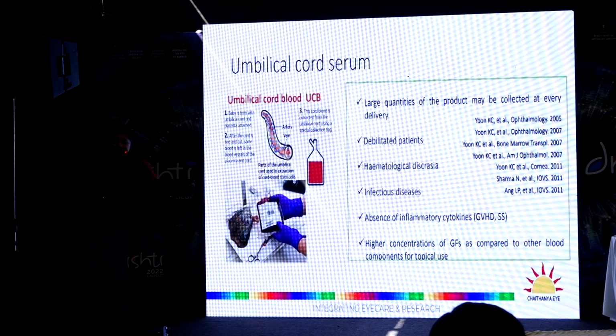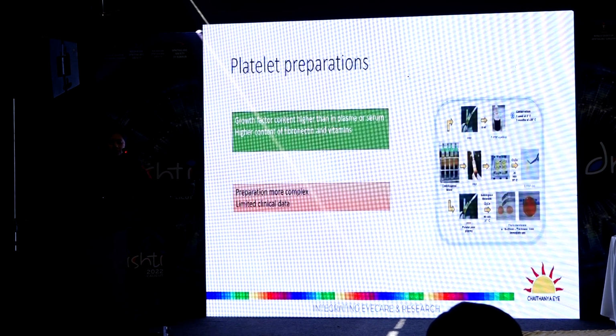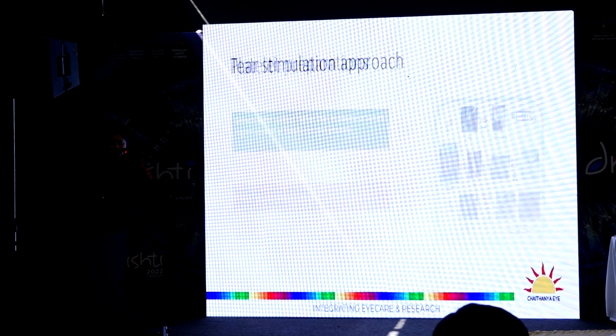Umbilical cord serum: large quantities of the product may be collected at every delivery. It can be used in debilitated patients with hematological dyscrasia, in infectious diseases, and has a higher concentration of growth factors as compared to other blood components for topical use. There is also platelet preparation. Growth factor content is higher than in plasma or serum, but the preparation is more complex and there is limited clinical data.